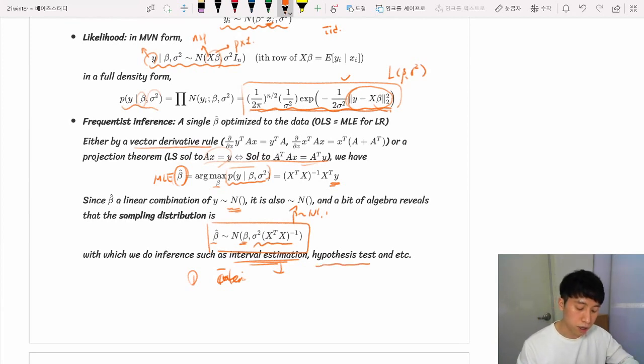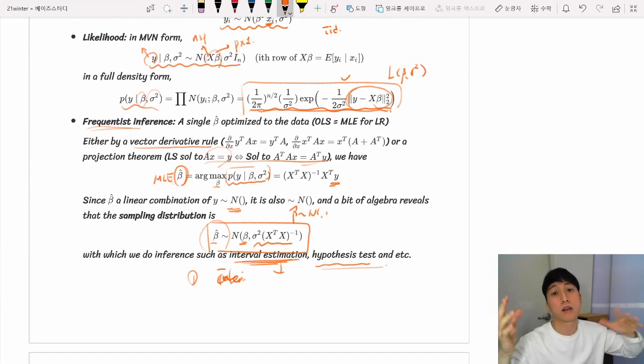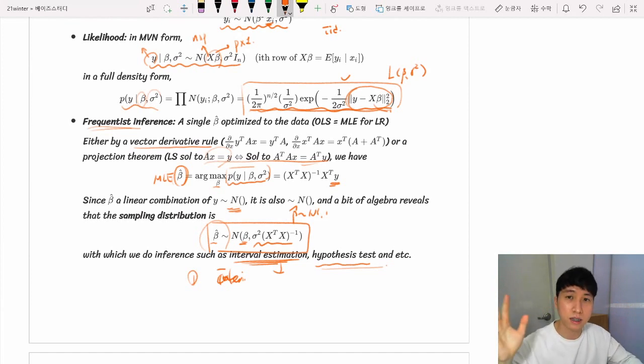Anyway, with the sampling distribution, frequentists have done interval estimation and hypothesis testing, and the core of frequentist inference was to first solve the optimization problem and get an MLE, right? And the second is to get the sampling distribution of the MLE, with which they would do all such things as interval estimation or hypothesis testing, etc. Their favorite things, right? So that's it for the review of frequentist linear regression.